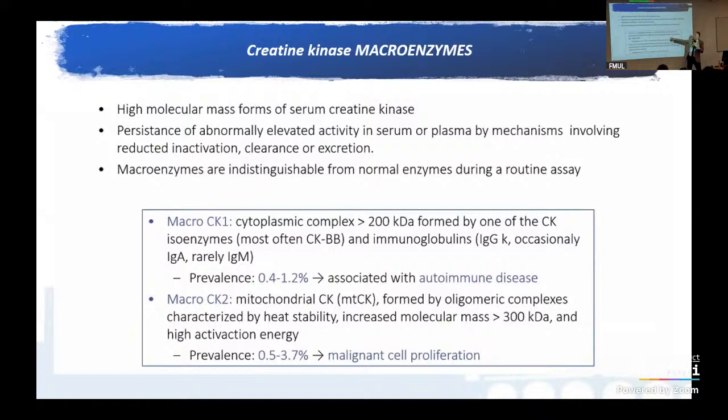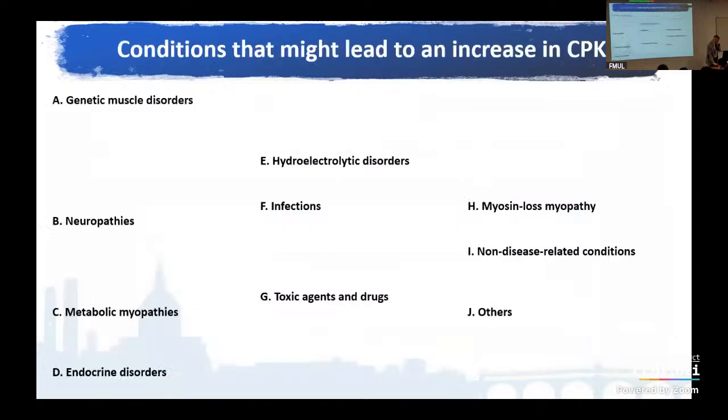Remember that macro CK1 is the association of CK enzymes with immunoglobulins, and macro CK2 is an oligomeric complex of CPK. But with our normal laboratory tests, we cannot rule out whether we have a macroenzyme or not. Remember, also alanine transferase may be present as a macroenzyme. This could be useful. This is a list of conditions that might lead to an increase in CPK.